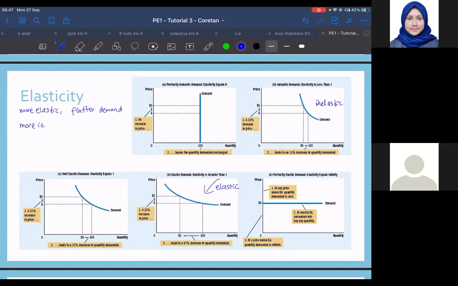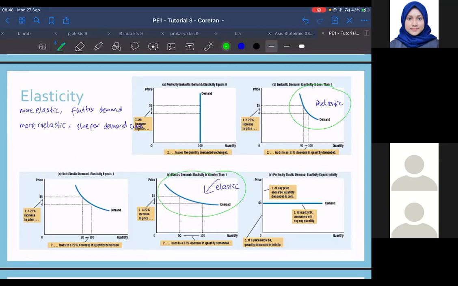Meanwhile, if you have more inelastic demand, it will have a steeper demand curve. You could see that the inelastic curve is steeper than the elastic one. And if the demand is perfectly inelastic, it will have a perfectly steep curve, which means that the curve is vertical. But if the demand is perfectly elastic, the curve is perfectly flat, or horizontal. Okay, that is the curve.